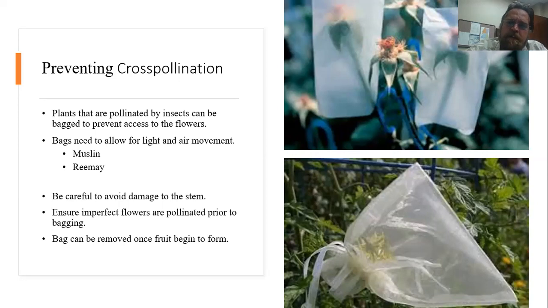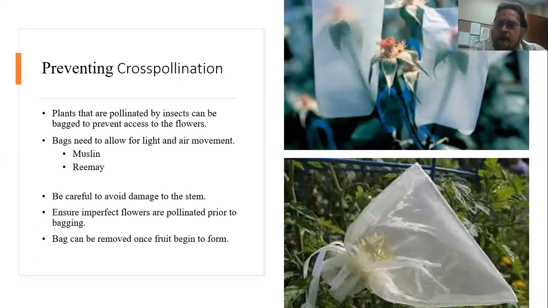But if we think about imperfect flowers, where we may have separate male and female flowers, we do want to make sure that we are pollinating that plant prior to putting that bag over it. And there are several different methods that you can use to do that. The basic way is to take a cotton ball or Q-tip, moving it between the male and the female flower in order to transfer that pollen. Some people will simply take off the male flower and touch the two flowers together in order to deliver that pollen to the female flower.